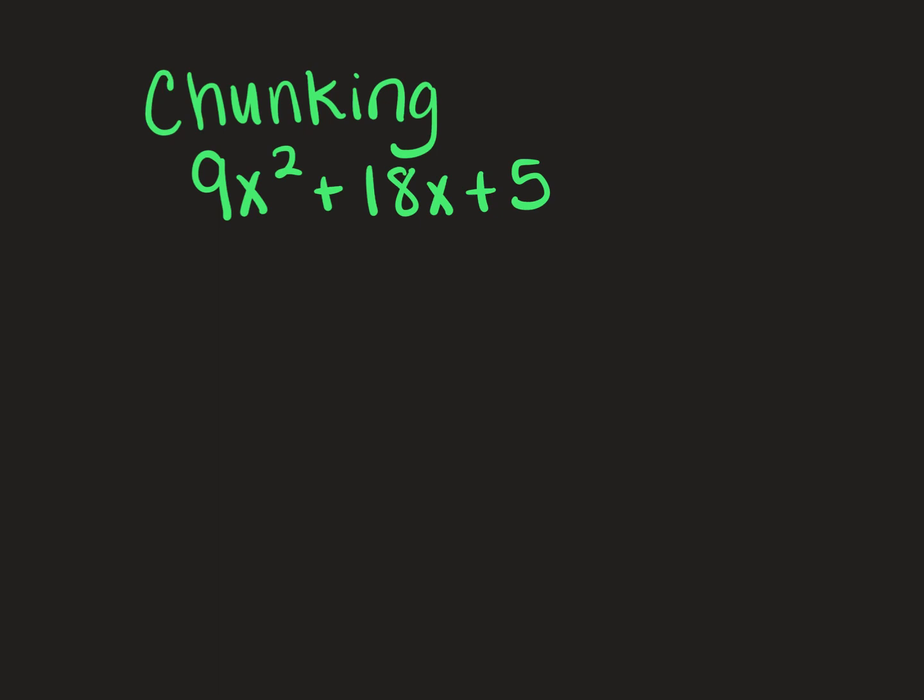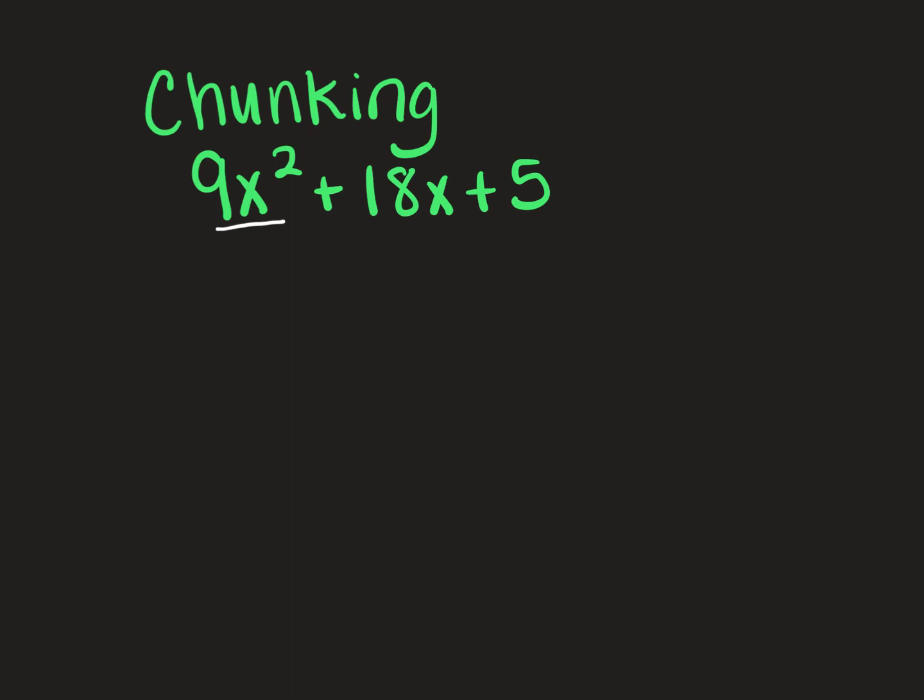Okay, we are going to go through some factoring techniques. And this first one is called chunking, and you can see more examples on page 290 in your book. For this one, we look at the first term, and if it's a perfect square, we're going to rewrite it as something to the power of 2.